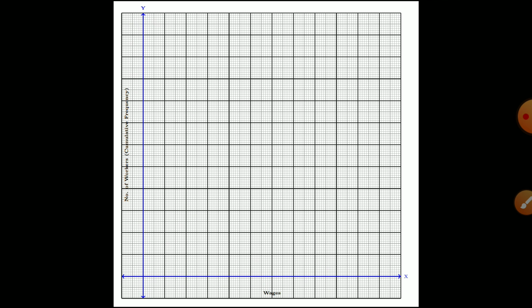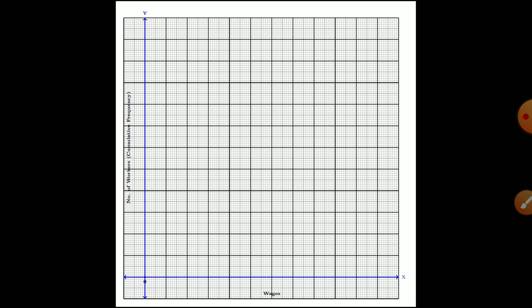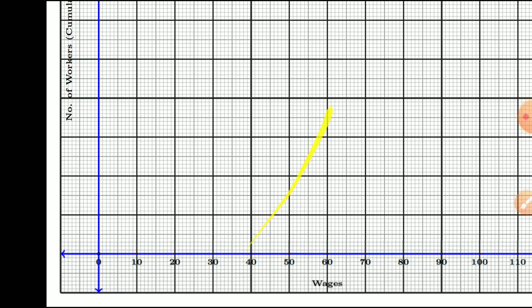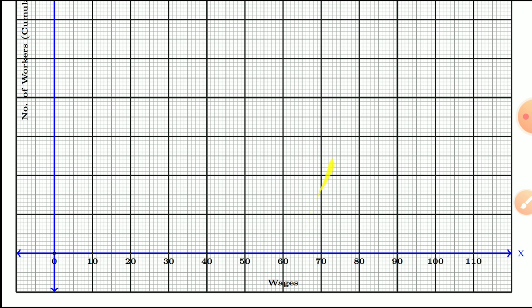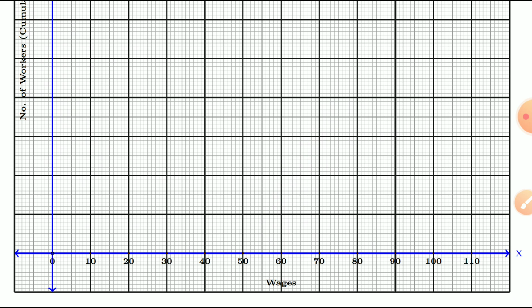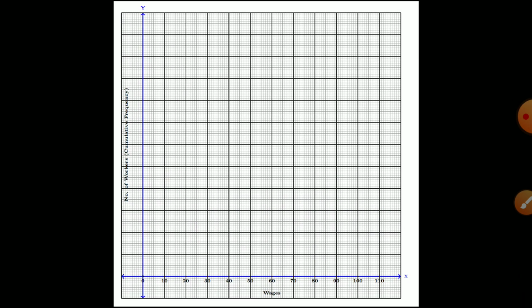Okay, now we put the wages on x. So we have taken a scale for x-axis, 1 centimeter is equal to 10. Therefore we start from 0, 10, 20, 30, 40, 50, 60, 70, 80, 90, 100, 110. Okay, so all entries I have written, 1 centimeter is equal to 10 on this scale. We have plotted all the points on the x-axis. Similarly we plot the cumulative frequencies on the y-axis like this.